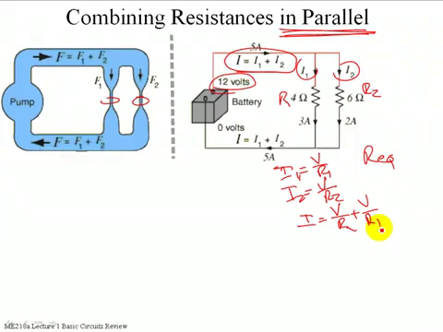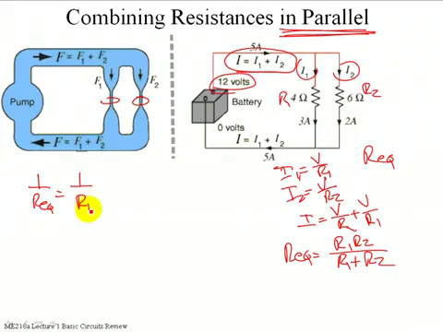Okay, so we'll skip the algebra steps. So in the two resistor case, the R equivalent that we would come up with is the product of the resistances over their sum, R1 R2 over R1 plus R2. In the general case, if there are more than two resistances, 1 over the total is equal to 1 over R1 plus 1 over R2 plus 1 over R3, dot, dot, dot.